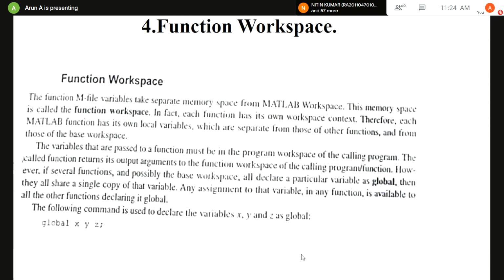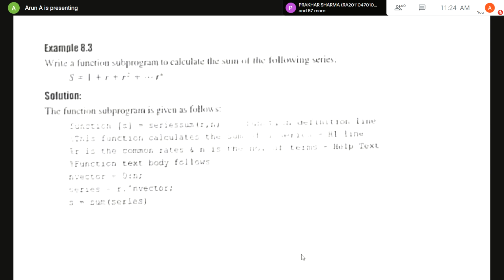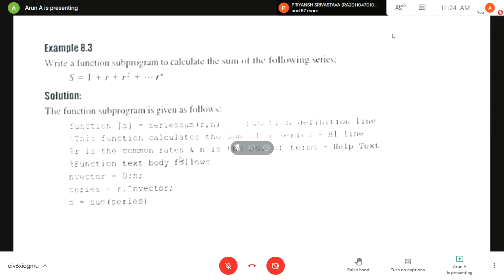And now what is being given in your textbook are some examples. It tells about how this function works. See this question: calculate the sum of the following series. The series is being given. You are able to see this is the function, and these are the functions to calculate the sum.